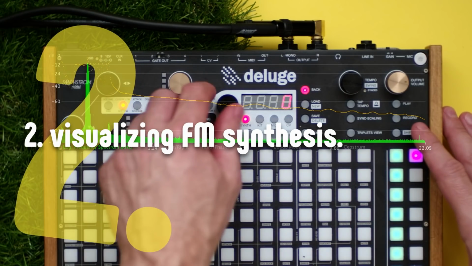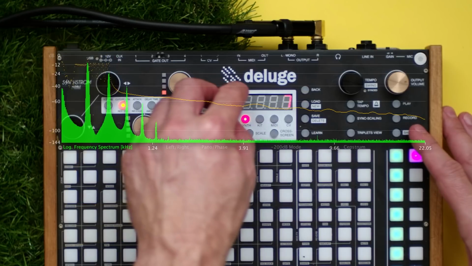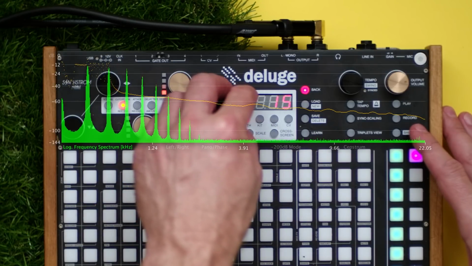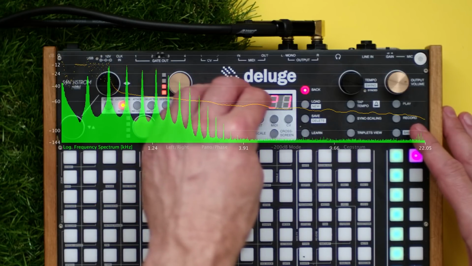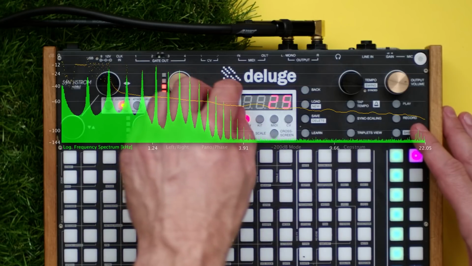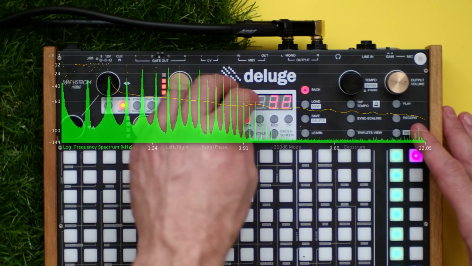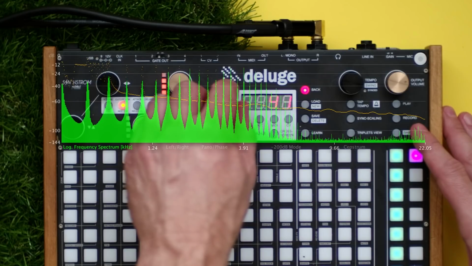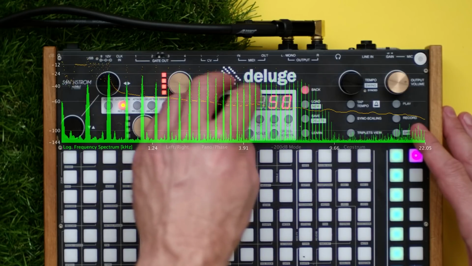So to me, the best way to visualize what FM does is to use a spectrum analyzer, because it clearly shows the additional harmonics created by the frequency modulation process. As I increase the modulation amount, the carrier contains more and more harmonics, which makes the timbre brighter and more buzzy.